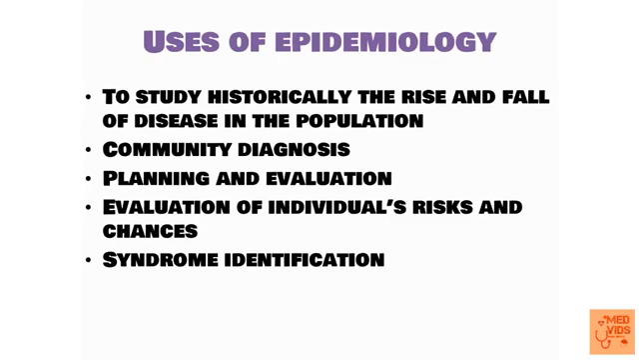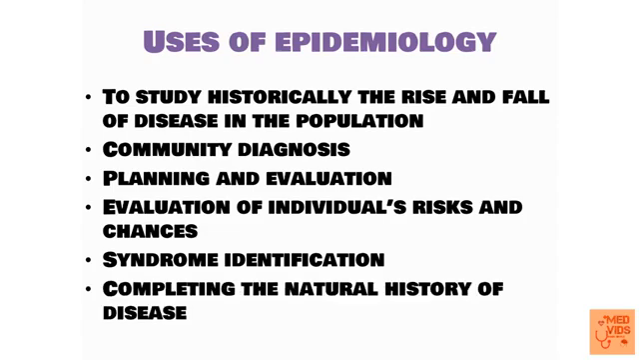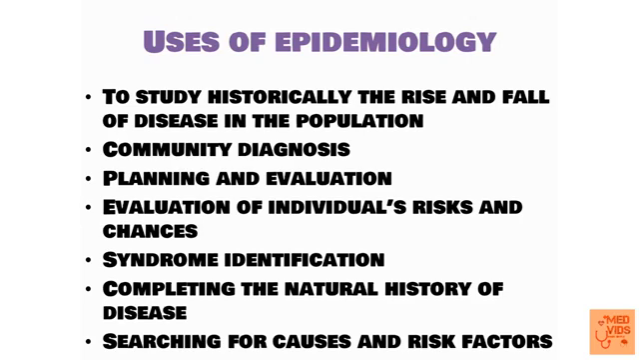Syndrome identification. Epidemiological studies have been found to be helpful in redefining the syndrome, and it also helps in completing the natural history of disease. So with the help of studies in community, we'll be able to get a better idea about the agent, host, and environmental factors which are responsible for causing the disease. The last use of epidemiology, which is mentioned by Morris, is searching for causes and risk factors. With the help of epidemiological studies, we'll be able to identify causes and risk factors of various diseases.